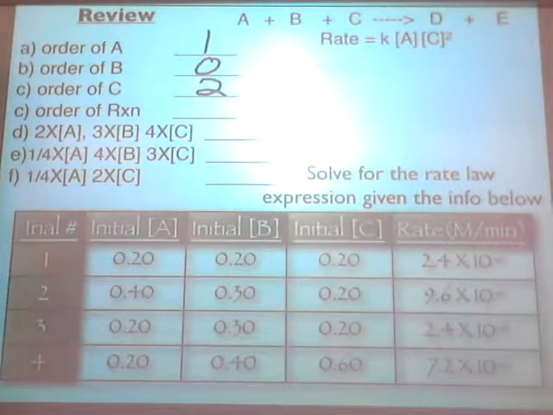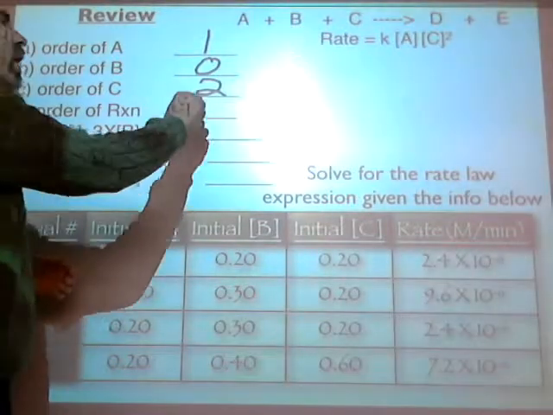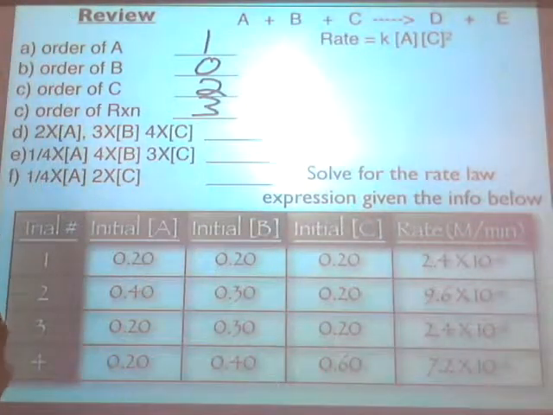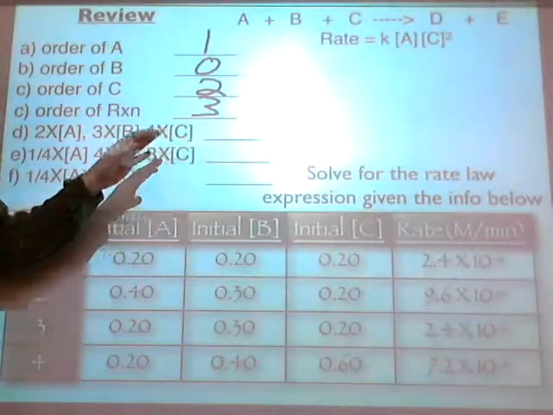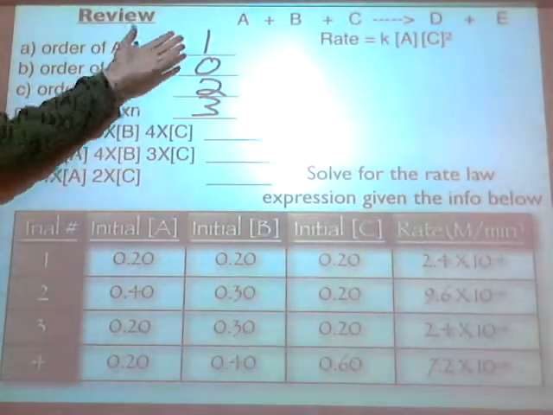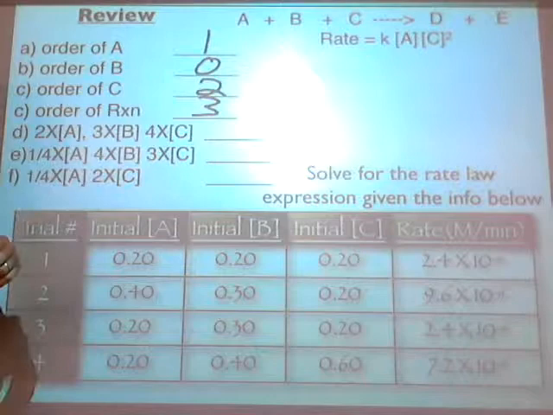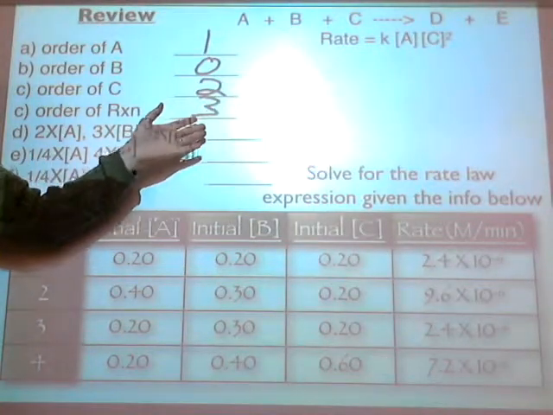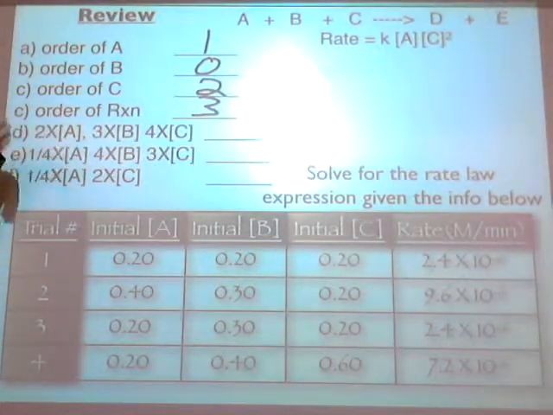Next one. Order of the reaction. Victor. Go ahead. 3. Why 3? Because you have to add them up. Okay? I was waiting for it. All right. Now, this is the application part of it. That's pretty easy. You simply look up the exponents and then you add them up to get the total order of the reaction.